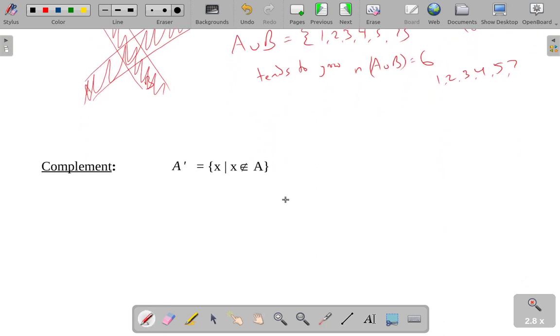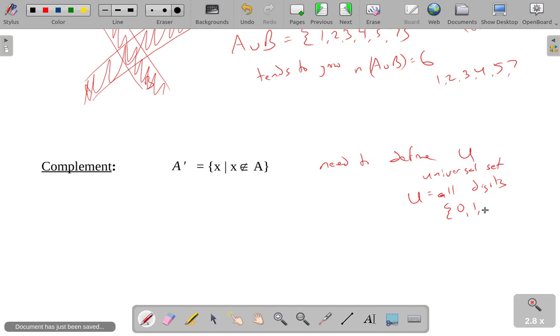A complement. In order to do a complement, we need to define what's called a universal set. And the universal set kind of gives us some overall scope. Let's say with the A and B I had defined up there, let's say U is all digits. If you don't know what I mean by all digits, I'm talking about 0, 1, 2, 3, all the way up through 9. So, yeah, those are the digits. There's 10 digits. If you were to count them up, you'd see that there's 10 of them.